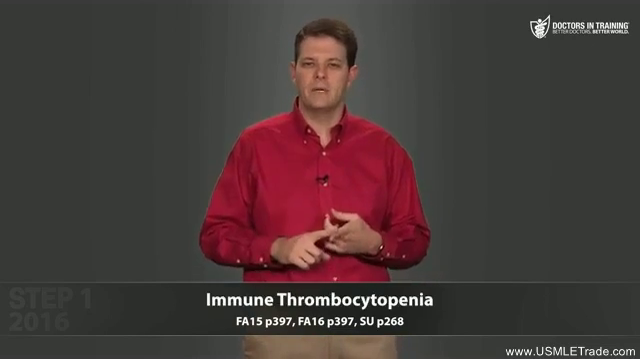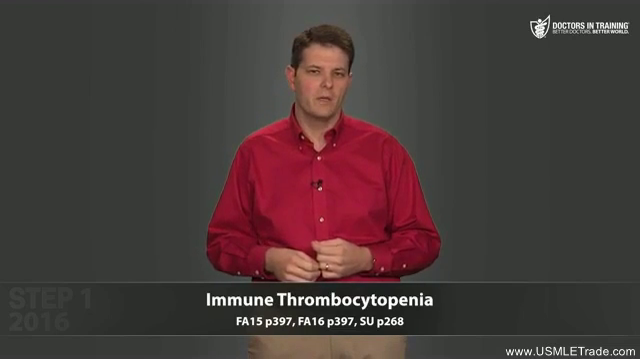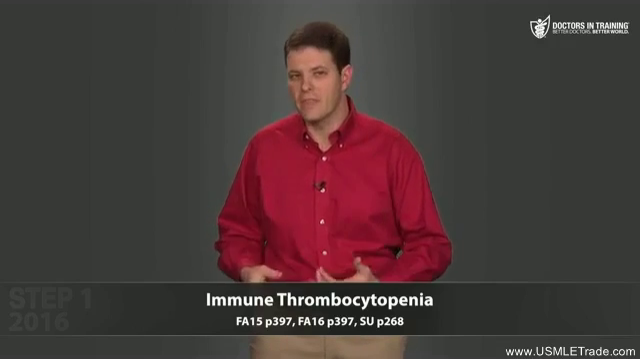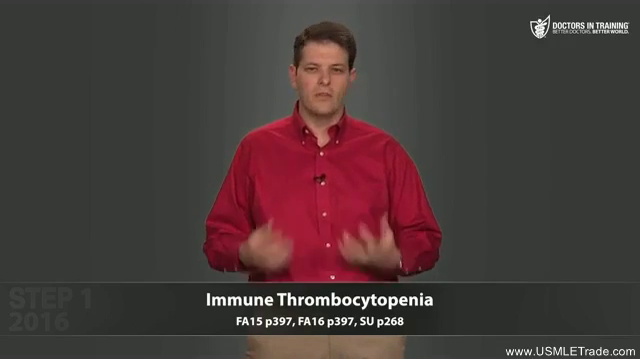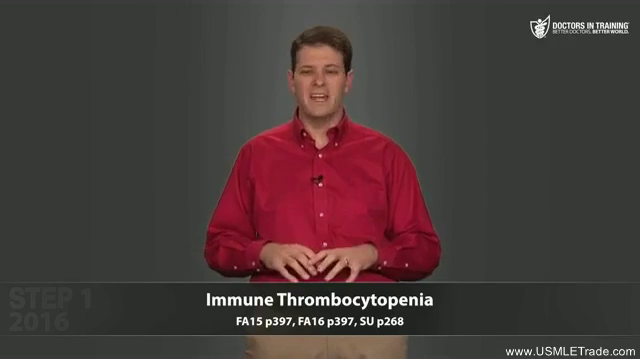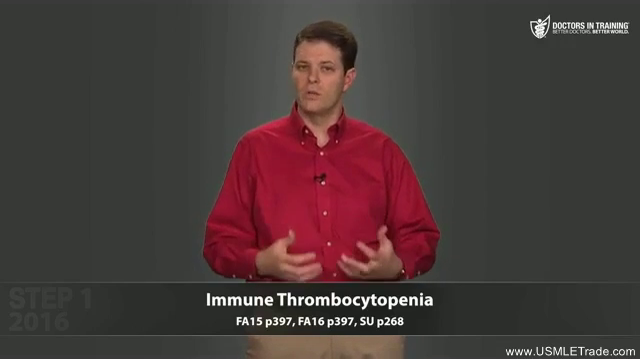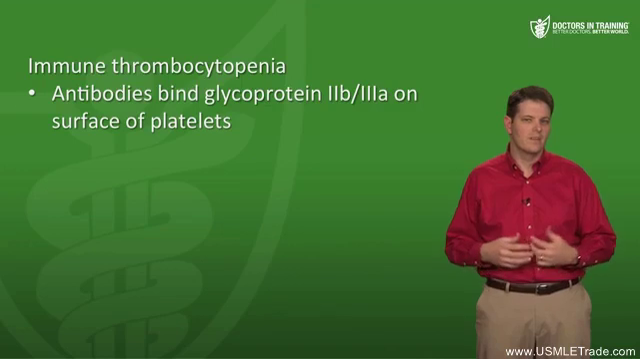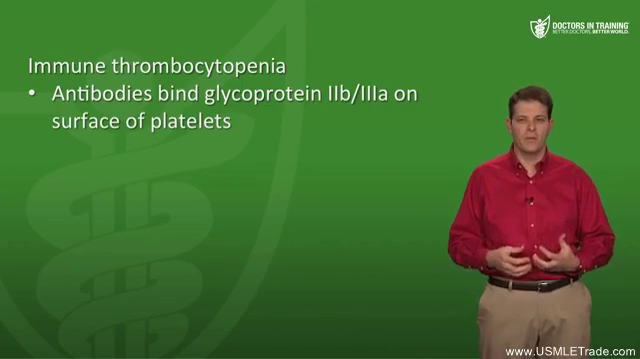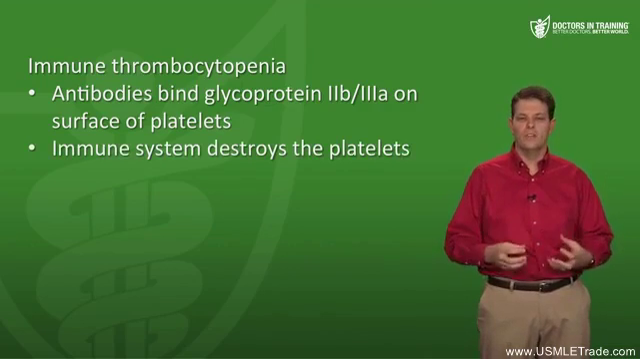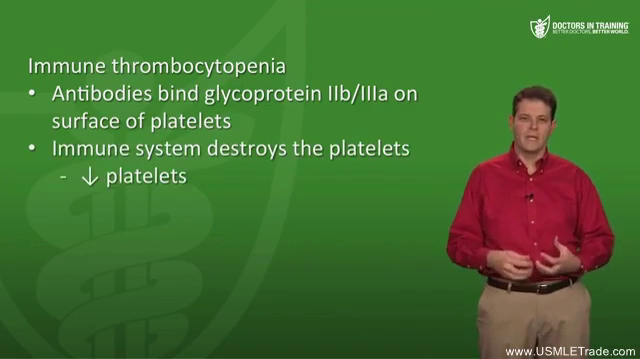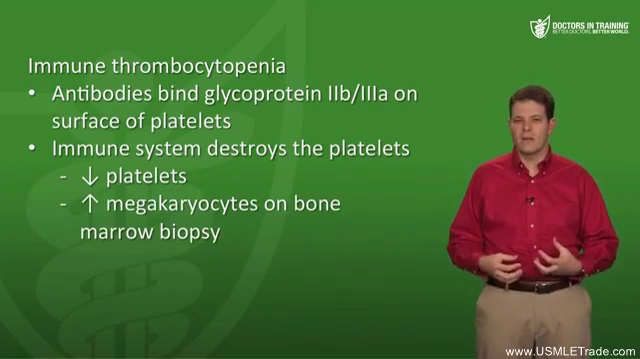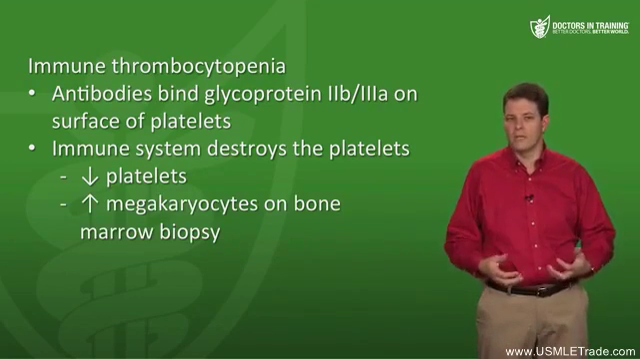So the first one is ITP, or immune thrombocytopenia. It used to be called immune thrombocytopenic purpura. Before that it was called idiopathic thrombocytopenic purpura. So you may see those older names from time to time. But this is not an idiopathic disease. This is an autoimmune disease where you have autoantibodies to glycoprotein 2b3a. So these antibodies bind to 2b3a on the surface of the platelets, and then the immune system removes and destroys those platelets. So the platelet count is going to be low, and if you did a bone marrow biopsy, you would see increased megakaryocytes because the bone marrow is trying to churn out more platelets.